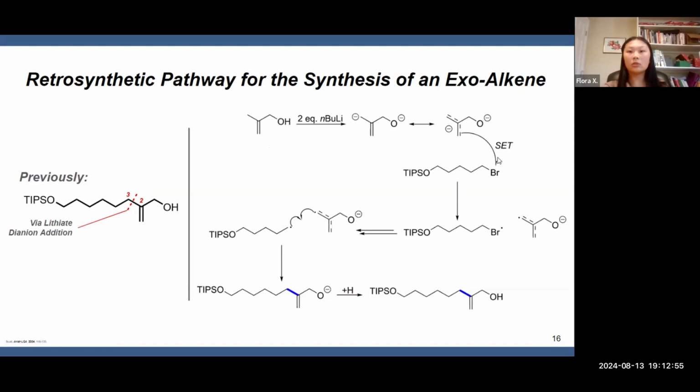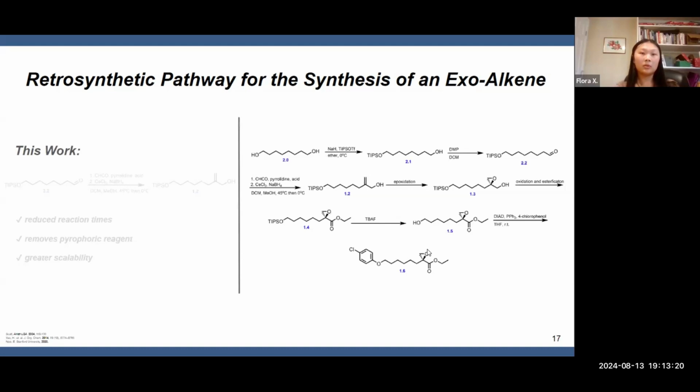This deprotonates to form the dianion, which forms this resonance structure shown on the top right. Through single electron transfer, it forms this bromine radical and the methyl alcohol radical. This bromine radical is not extremely stable, so it then immediately forms the carbon radical, where it goes through radical addition to form this carbon-carbon bond highlighted in blue. Then through acid workup, you get your product, which is this Sharpless epoxidation setup.